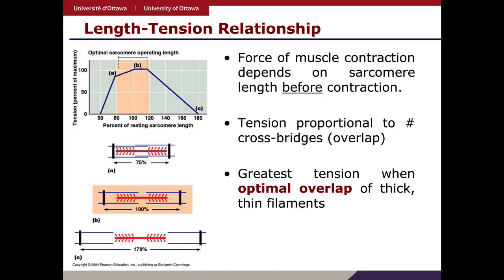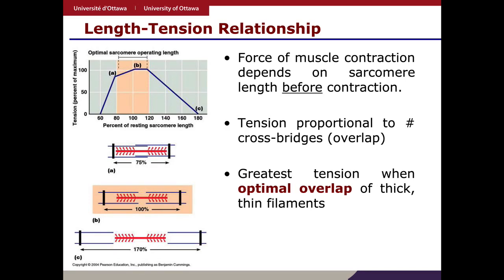The natural resting length of our skeletal muscles maximizes the ability of the muscle to contract when stimulated. If the resting length is shorter or longer, contraction is compromised. The effect of resting fiber length on muscular contraction is referred to as the length-tension relationship.